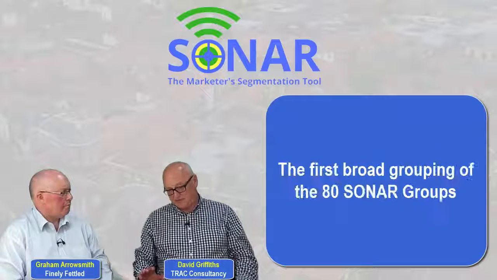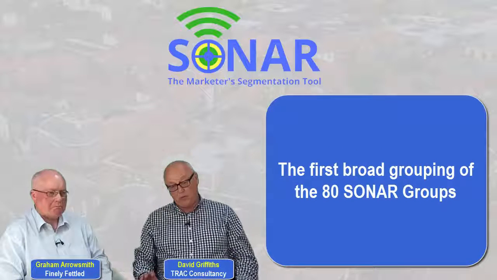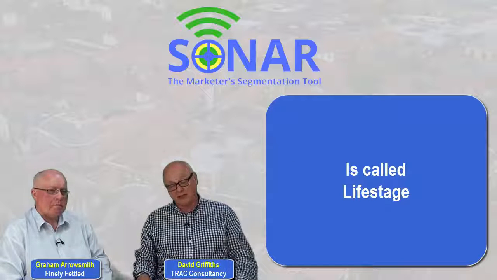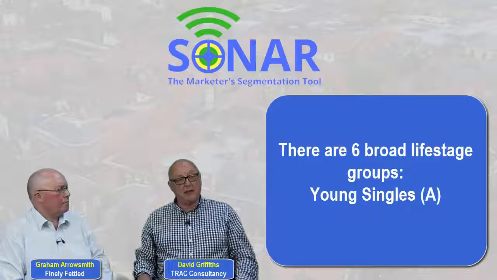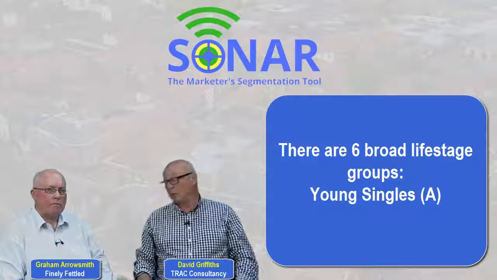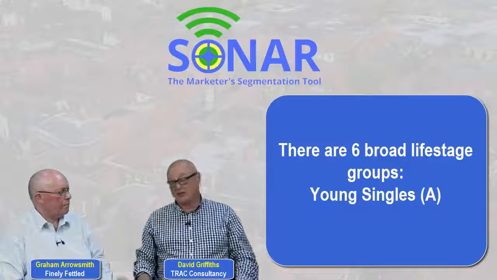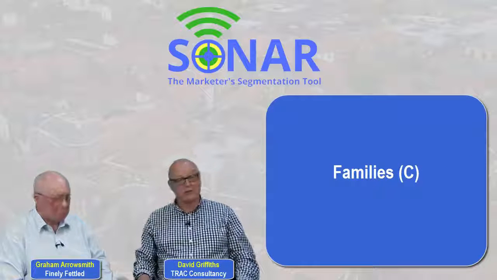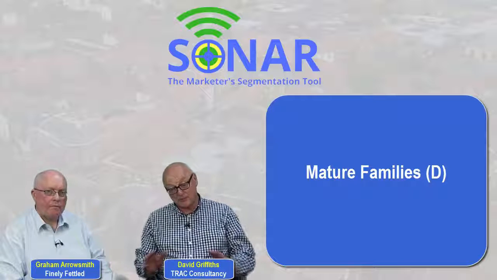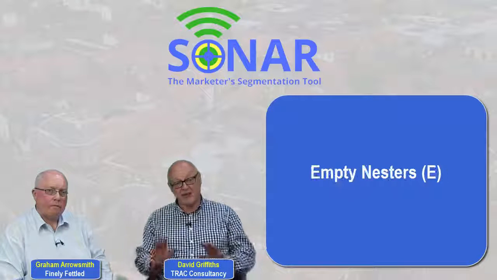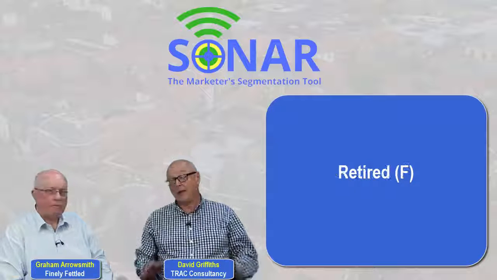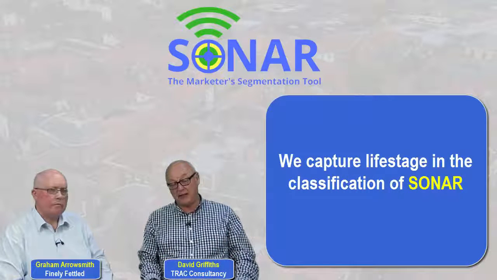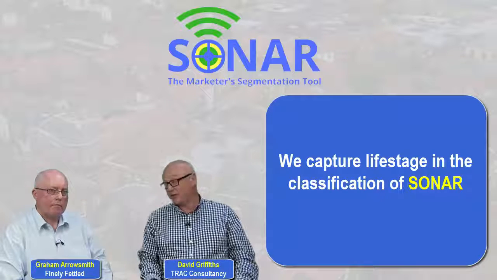The first broad grouping to all of the SONAR codes, of which incidentally there are 80, is called lifestage. So we have 6 broad groups going from young singles, Group A, young families, Group B, families, Group C, mature families, which is another stage of life stage, empty nesters, Group E, and finally retired people. So we're trying to capture life stage in the classification of SONAR.